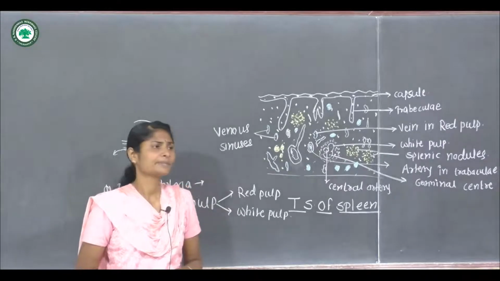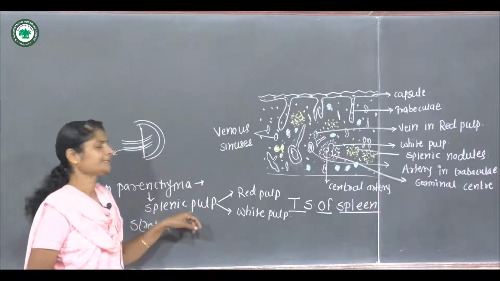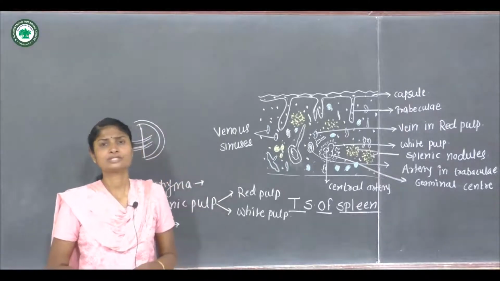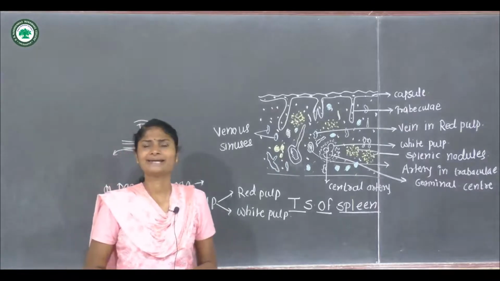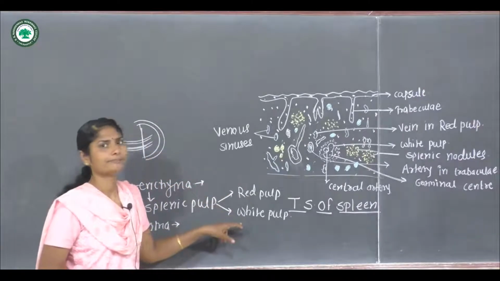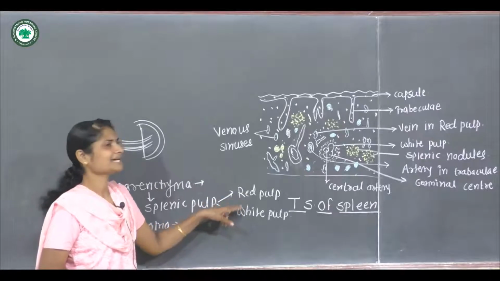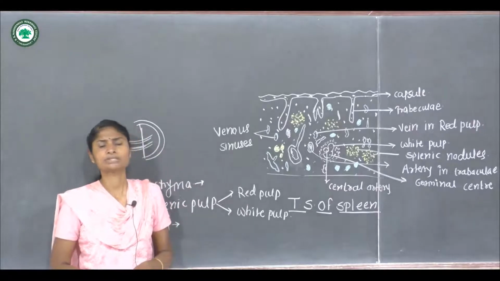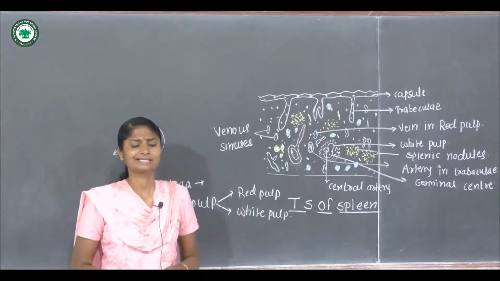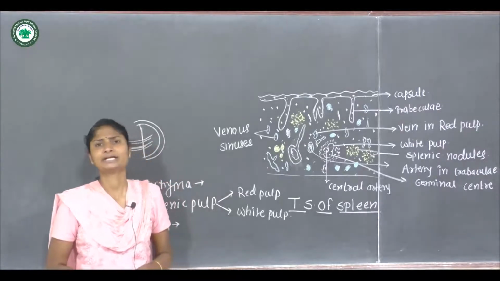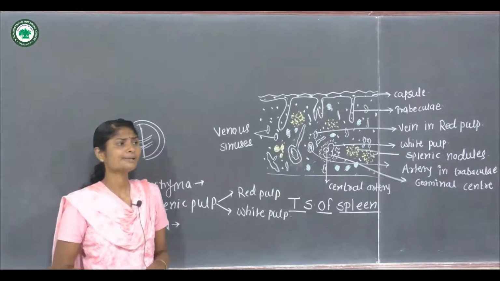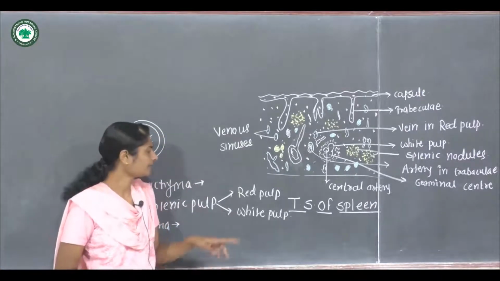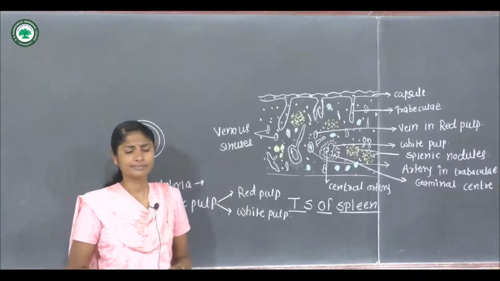The splenic pulp, on the basis of color, is divided into white pulp and red pulp. Both red and white pulp contain lymphoid tissue, that is reticular connective tissue. Lymphocytes, fixed macrophages and monocytes are present in both red pulp and white pulp.